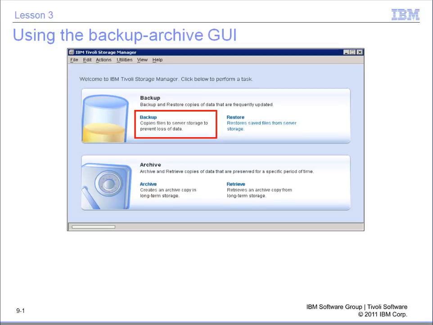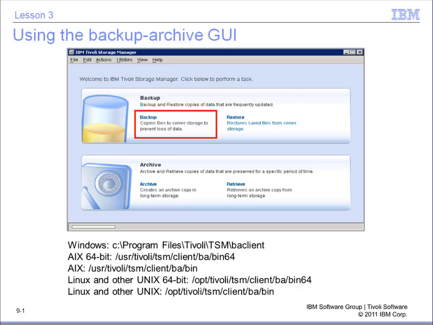Lesson 3, Performing Client Backups. We're going to start by looking at the Backup Archive GUI. To launch the Backup Archive Client GUI, you'll go to the Backup Archive Client directory. These are the default directories here. For Windows, type DSM. For Linux and Unix, type DSMJ, J for Java. This will start your Backup Archive GUI.